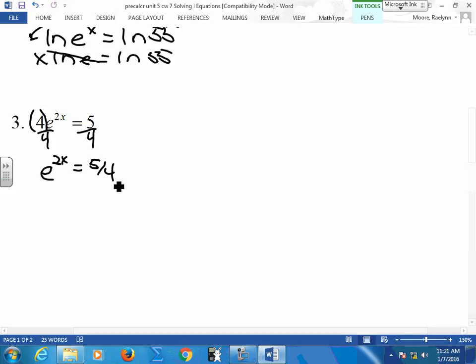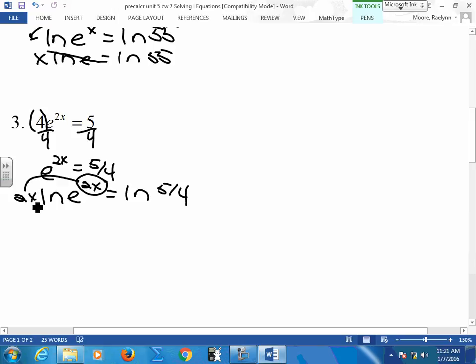I got to get my exponent down. So what do I have to do next? ln. ln of both sides. I'm just going to leave 5 over 4. I bring down this entire exponent. What happens to my ln e? Cancels out. So how do I solve for x? Divide by 2.